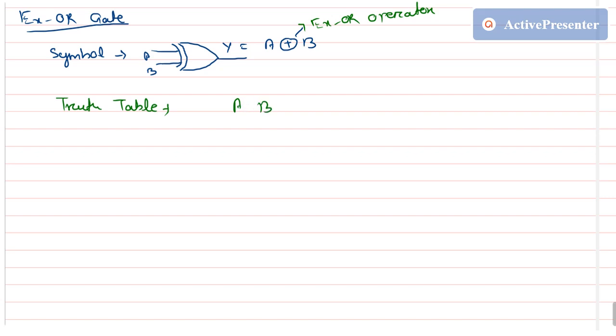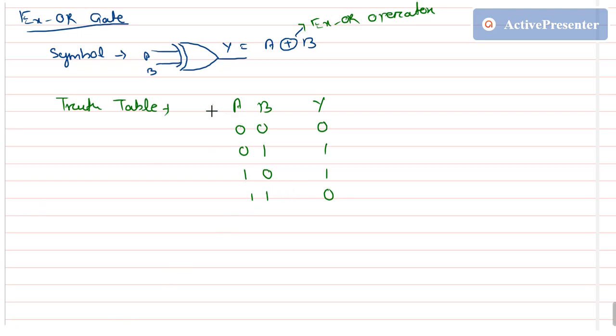Now the truth table for this is A, B. There are two inputs and the output is Y. The output is 0 in the first case, if both equal 0. If A equals 0 and B equals 1, the output is 1. If A equals 1 and B equals 0, the output is 1. And if both A and B equal 1, then the output is 0.